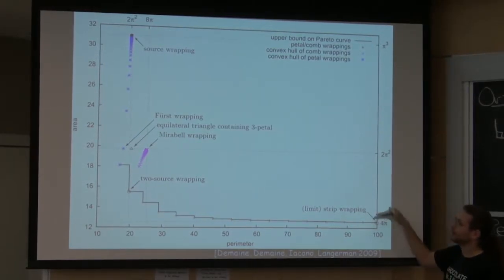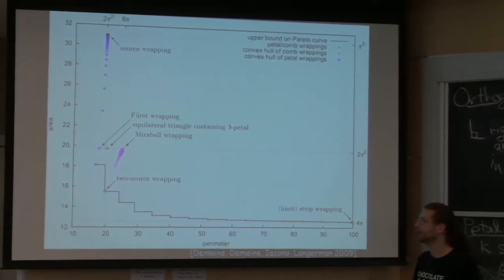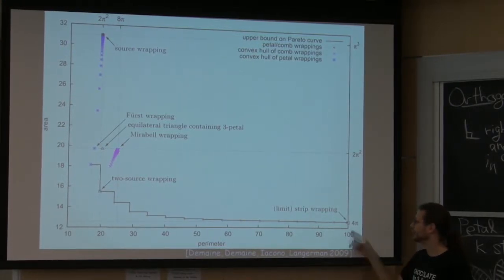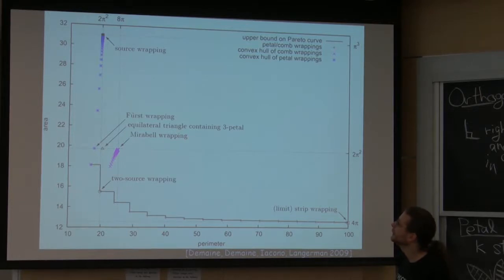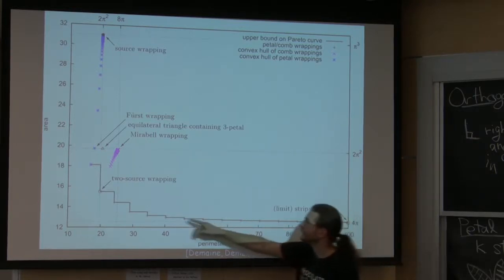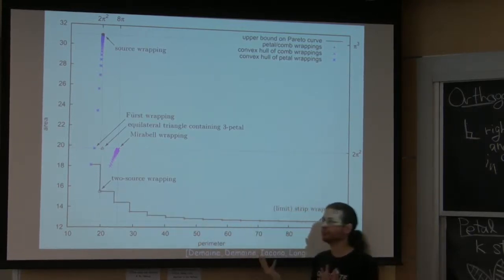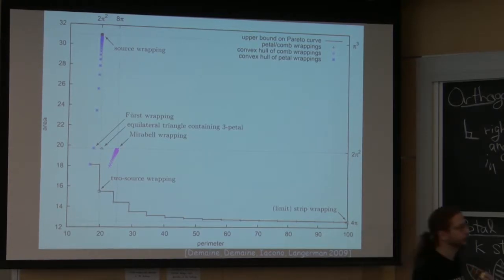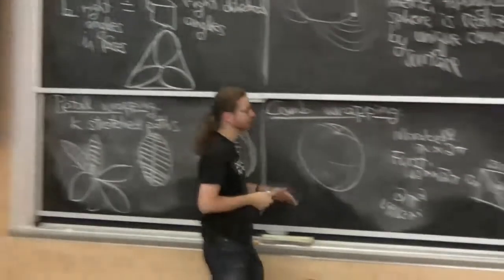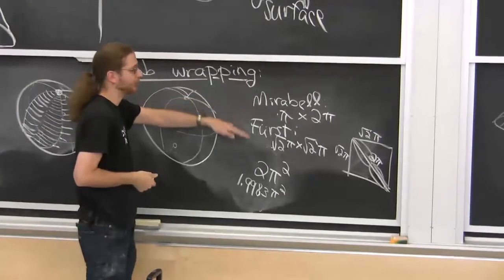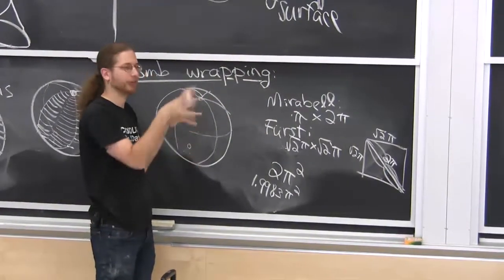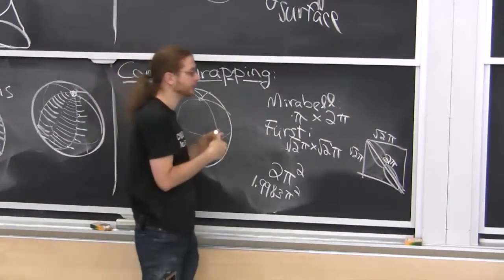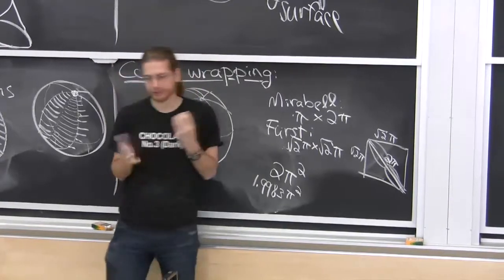You can get arbitrarily low area, arbitrarily close to the optimal of 4 pi. That's like the strip wrapping. Let's see. So that's one limit. That corresponds to the limit of petal or comb wrappings. Petal and comb wrappings, if you don't take any hulls or anything, they are the same area and the same perimeter. So I think out of that you should be able to see why in the special case of the square and the rectangle you get the same stuff. There's a bijection between all the parts. Not totally obvious. You have to dissect a little bit.